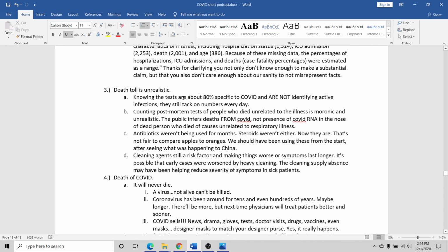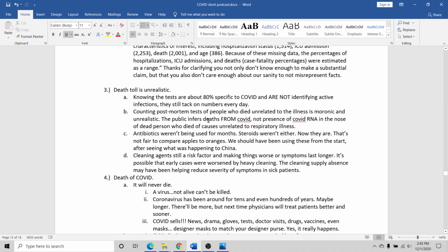The death toll is unrealistic. That again, the tests are only 80% specific, which means 20% are not actually positive. They're counting post-mortem. They're counting people who already died of causes not even associated with COVID-19. Somebody gets hit by a bus, somebody has a heart attack, whatever. Somebody goes into diabetic coma and dies. They're swabbing their noses to see if they also have the presence of the virus, and then they're saying tick, put that on the tally of how many positive cases, tick, put that on the tally, this one was positive at death. That's just moronic, and it's unrealistic.